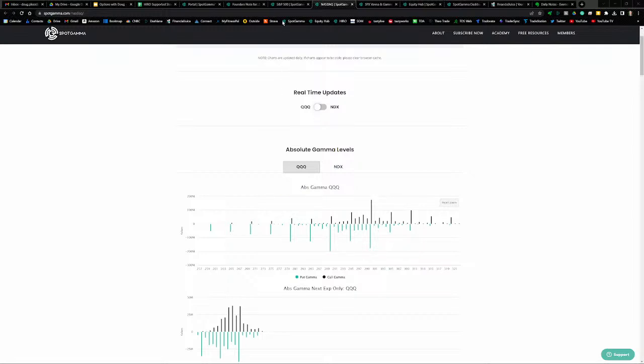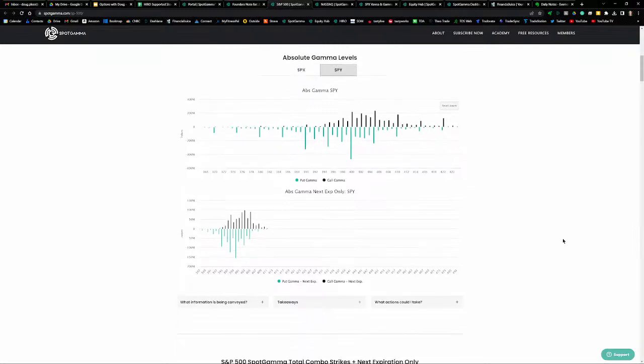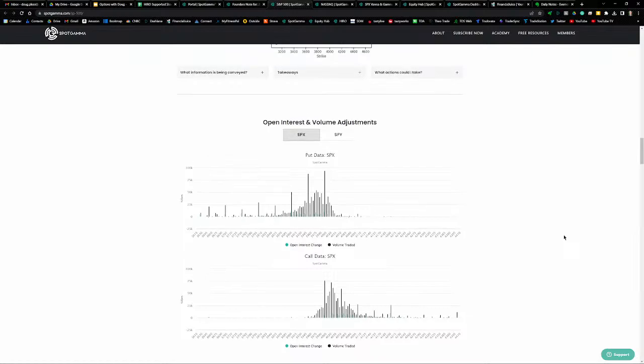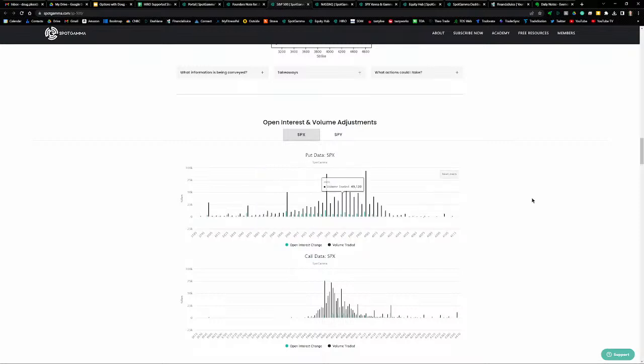Now let's go back to the S&P 500 chart, and we looked at this yesterday, and we'll look at the data again for today. So this is open interest and volume. This is for SPX. This is for put data. The black bars are showing volume, that's the volume traded. And the small teal bars are the open interest change. So note the difference between volume and open interest.